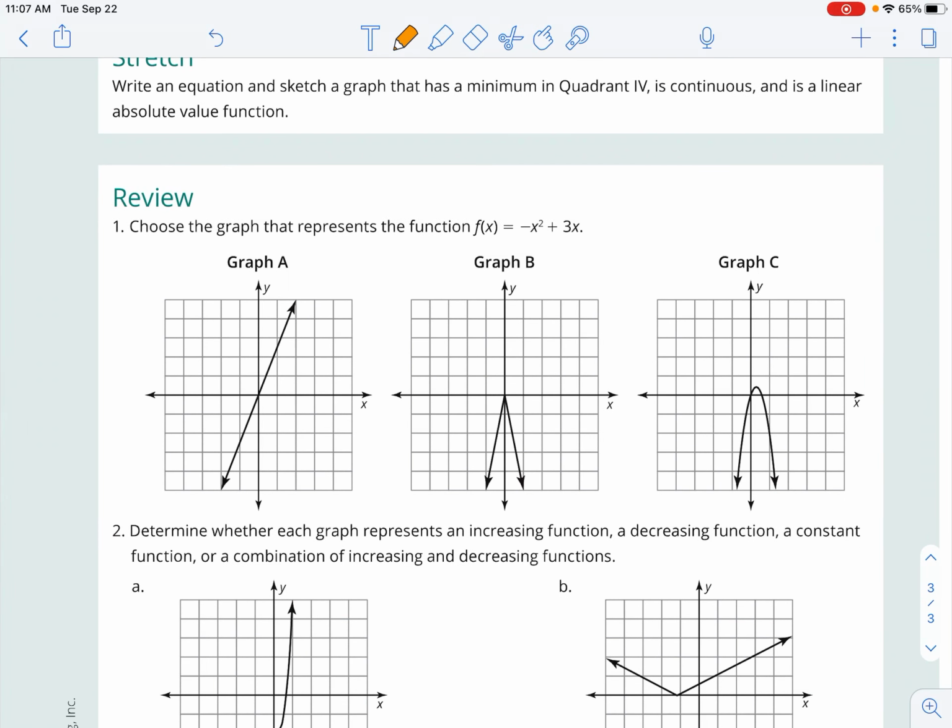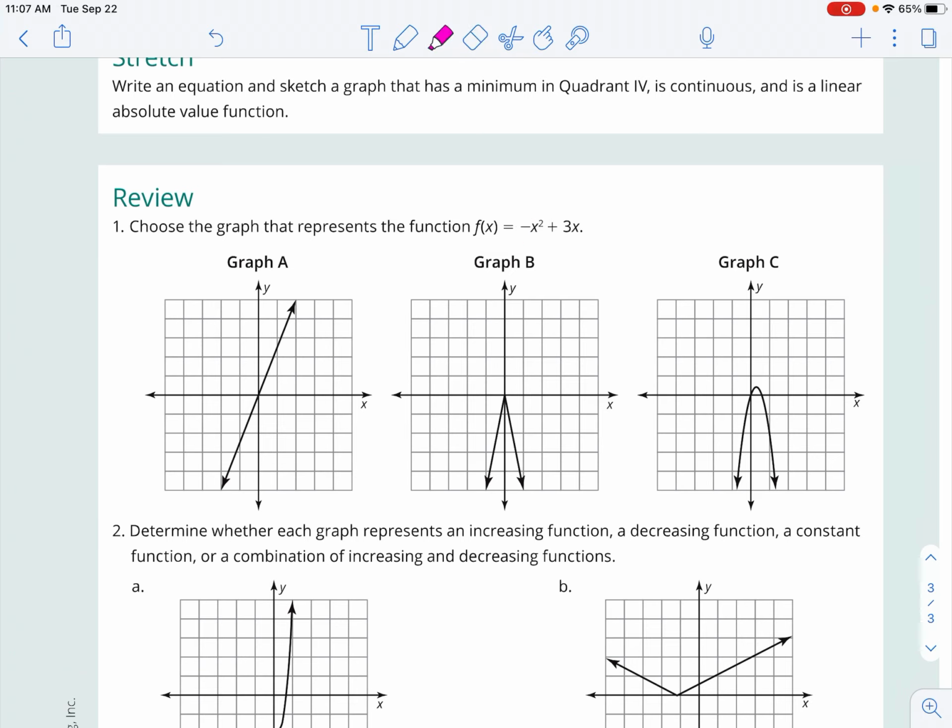Okay, then I asked you to do the other one, which is review number 1. Choose the graph that represents the function. And what I'm doing here is, I'm not even using my graphing calculator. We've talked about this enough now. What I want you to be able to do is look at the equation that's there for the function and then piece out what it should be for a, b, and c.